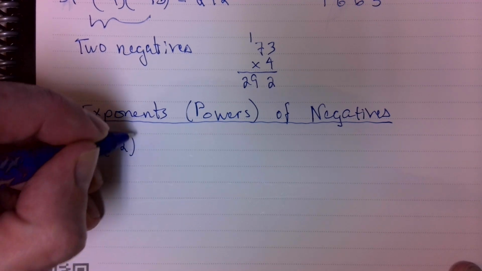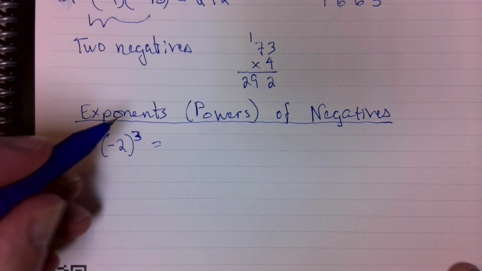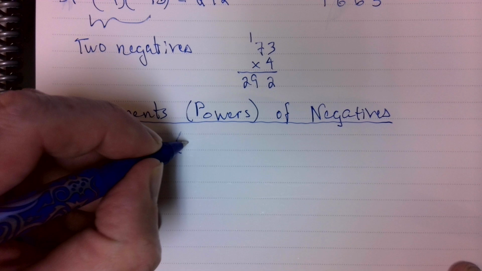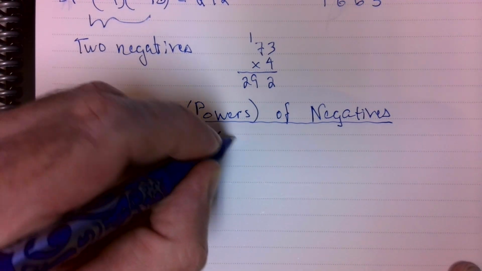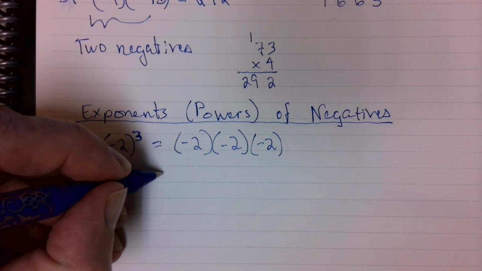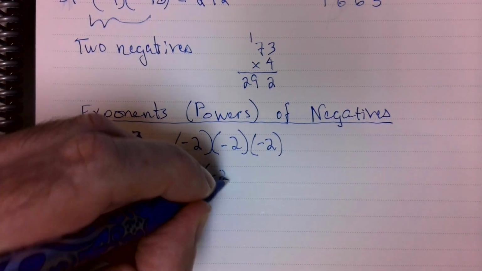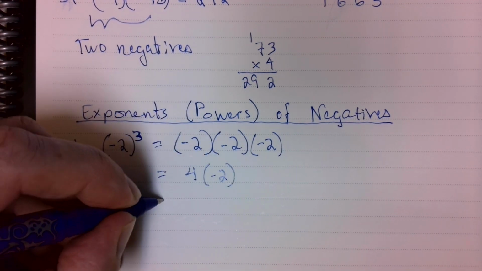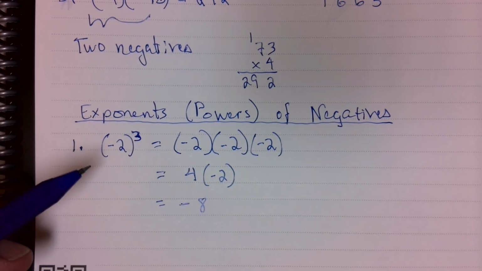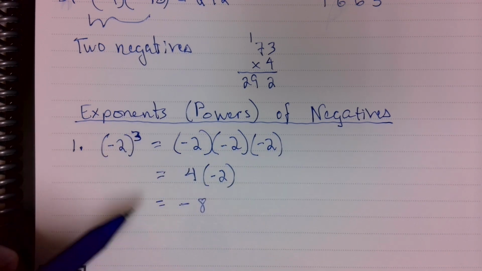So negative 2 to the power 3, well, the power tells you how many times to multiply the base. So you're going to do 1, 2, 3 factors of negative 2. So negative 2 times negative 2 is a positive 4 because of the like signs. And then 4 times negative 2 is negative 8. Okay, so notice I took negative 2, raised it to the third power, got this.